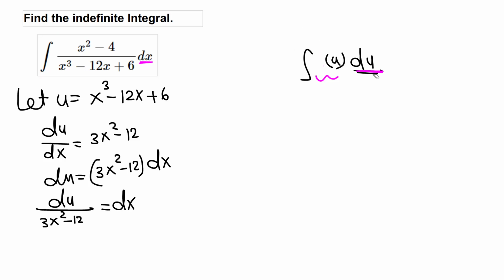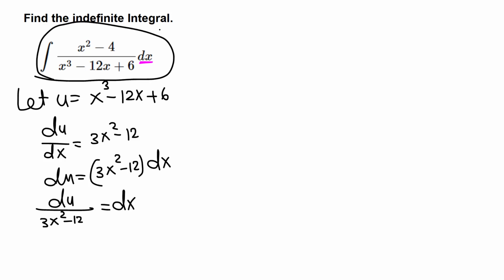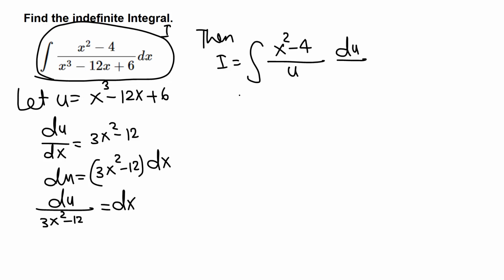So let's write down this integral. Okay, I'm going to call this I, so that I don't have to copy the whole thing. You can copy if you like. And then the whole problem now becomes the integral of x squared minus 4. We have no information because we made this substitution for the bottom, because the bottom was more complicated than the top. The bottom is in fact u times dx, and dx is found to be du over 3x squared minus 12.